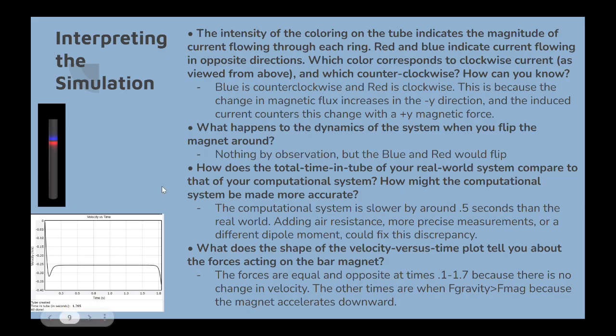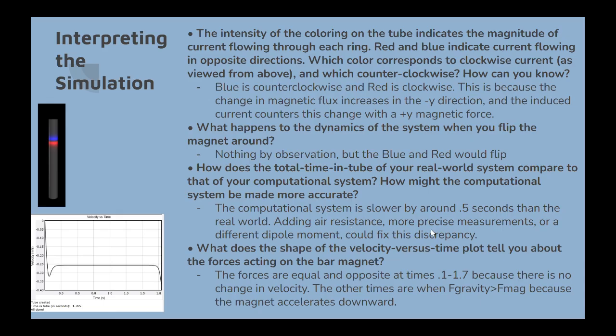And then how does the total time of your real-world system compare to that of your computational system? So the computational system is slower by about 0.5 seconds than the real world, but if we added stuff like air resistance or more precise measurements, or perhaps a different dipole moment or any other human errors, could probably fix this discrepancy.